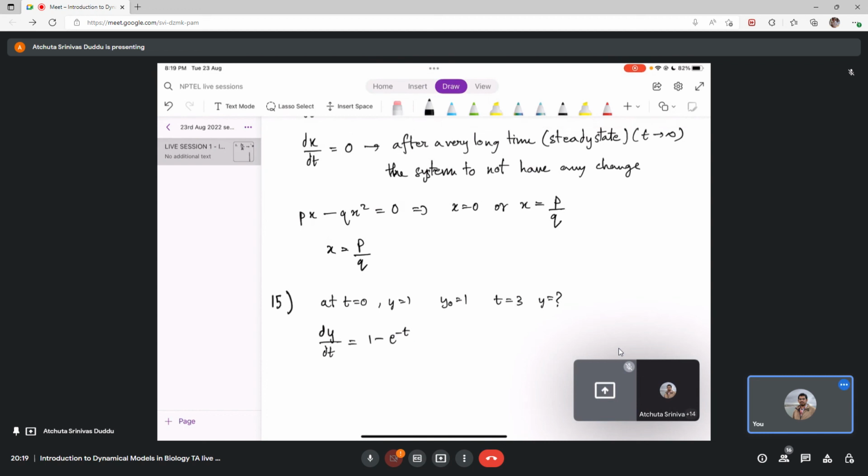So we can integrate on both sides. So we have integral dy equal to integral 1 minus e power minus t dt. So then we have y, and we are integrating with limits 0 to 3.